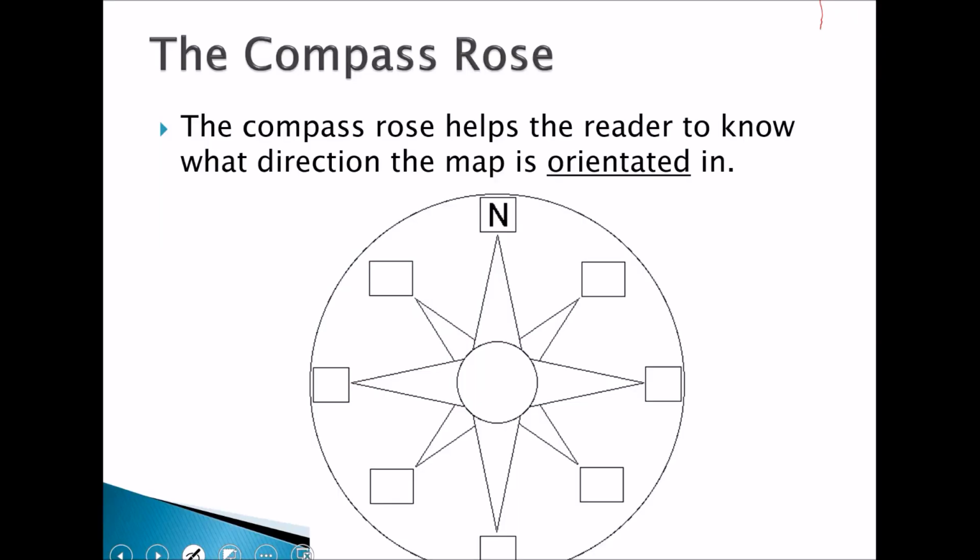So let us talk about the compass rose. The compass rose will help the reader of the map know what direction the map is oriented in or facing. Now, a common mistake by most 6th graders is that all maps point north, or that the top of the map is always north. And that's just not true. In fact, most maps are drawn on an angle, and the compass will look something like this, or even this. And often, the compass is simply a line with a letter written around it.